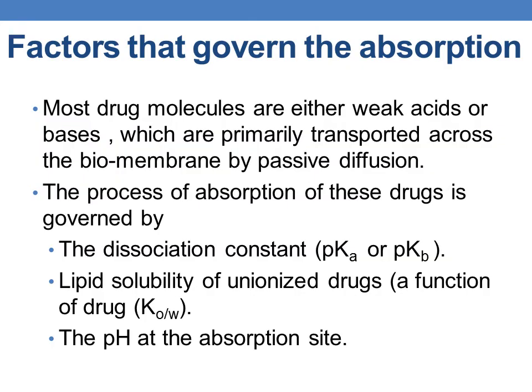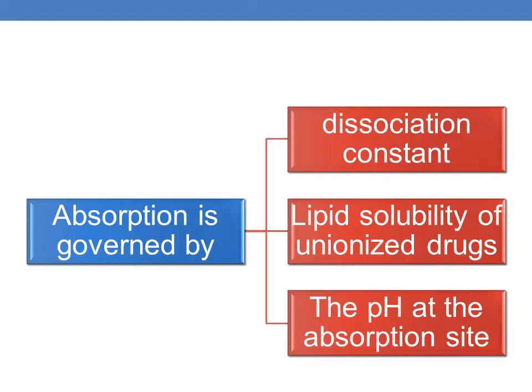Now, most of the drug molecules are either weak acids or bases, which are primarily transported across the biomembrane by passive diffusion. And the process of absorption of these drugs is mainly governed by three factors. The first one is the dissociation constant, the next is the lipophilicity of unionized drugs, and the pH at the site of absorption. So as I have said earlier, the absorption process is governed by dissociation constant, lipid solubility, and the pH at the site of absorption.